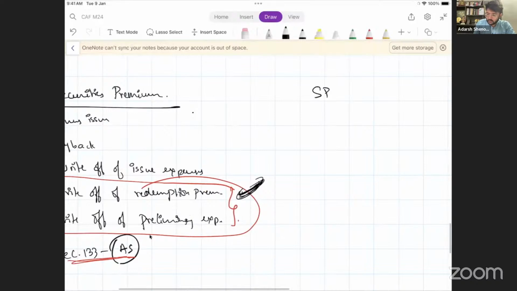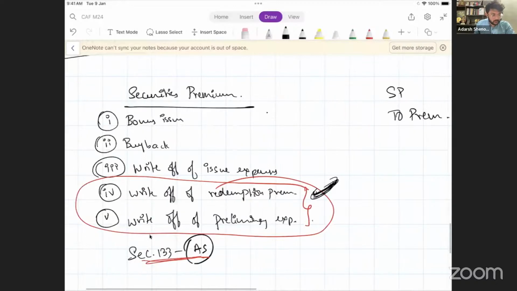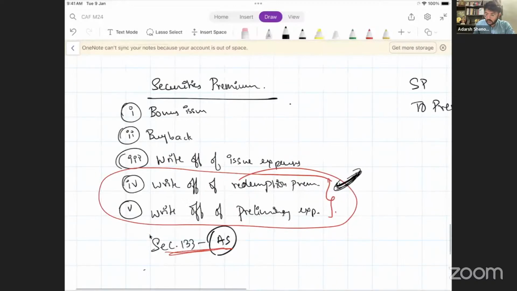So I can do this. I can say security premium to premium on redemption. But if it is a section 133 company to whom section 133 is applicable, then you can't do this.